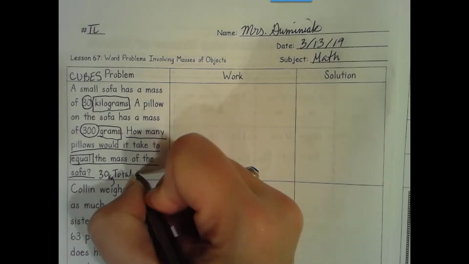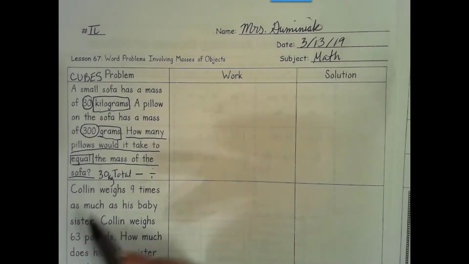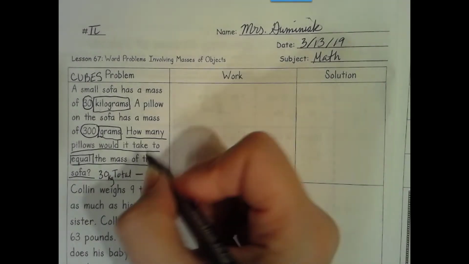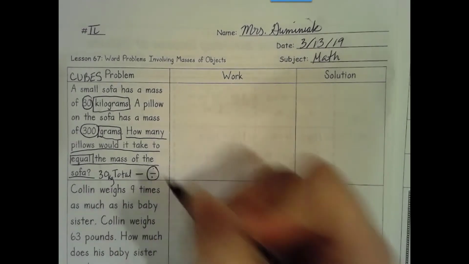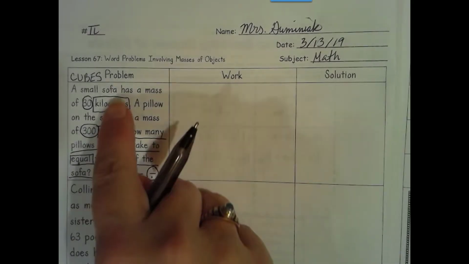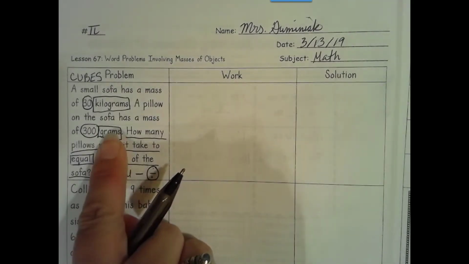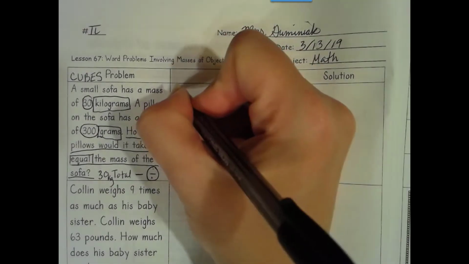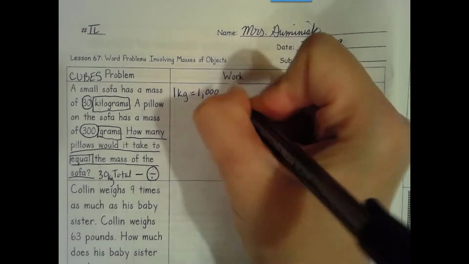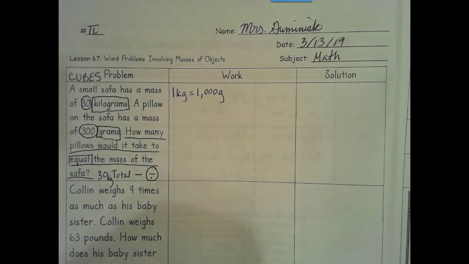When we know the total, we're going to either subtract or divide. Are each pillow the same amount of mass? Yes, they are. So when we're making equal groups, we divide. Problem is, we're not in the same unit of measure, so we need to change one to the other. 1 kilogram is equal to 1,000 grams. So first, I need to convert those kilograms into grams.